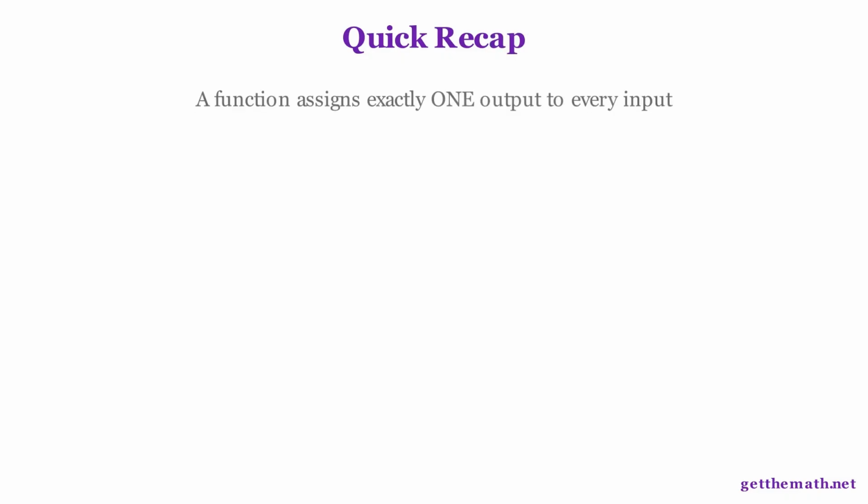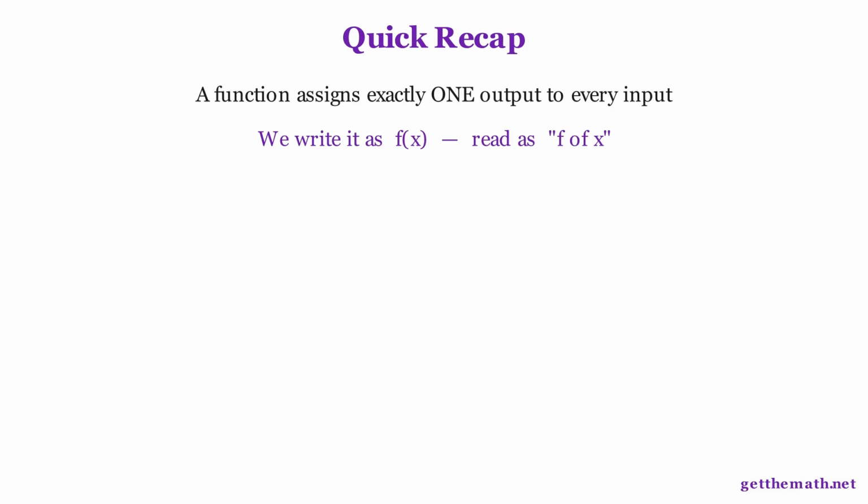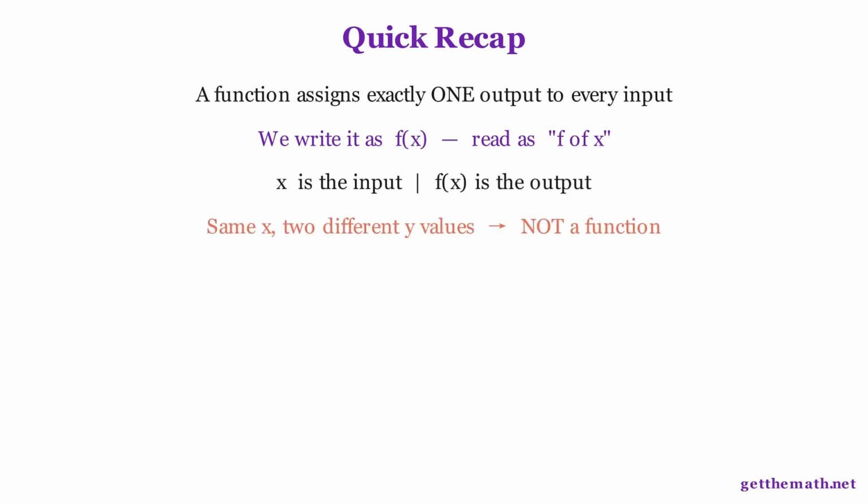So here is your quick recap. A function assigns exactly one output to every input. We write it as f(x), read as f of x. x is the input. f(x) is the output. If the same x appears twice with different y values, not a function. But if two different x values share the same y value, still a function.